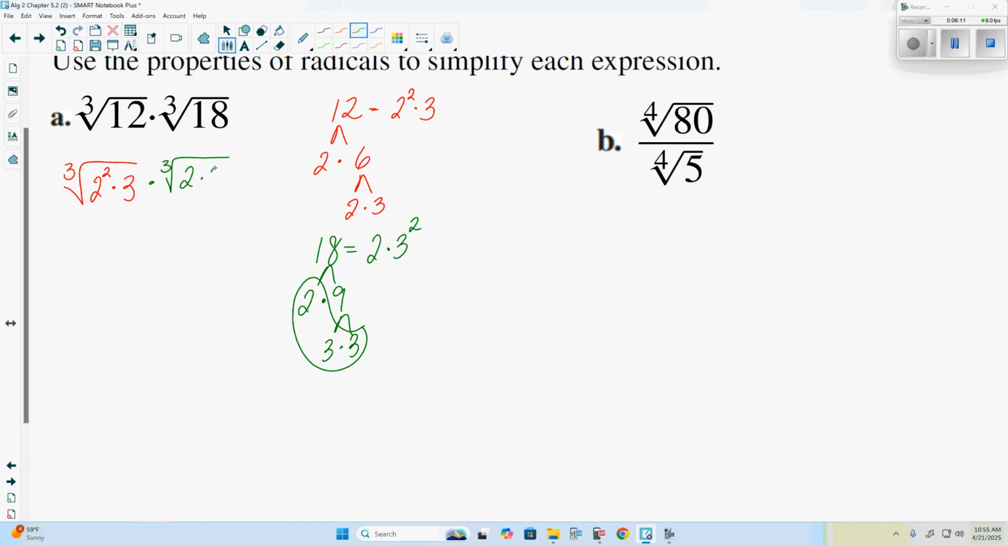with 18, nothing simplifies. 2 times 3 squared, we can't take the cubed root of 2, we can't take the cubed root of 3 squared, we can't take it and simplify it as it is. Questions on this so far?